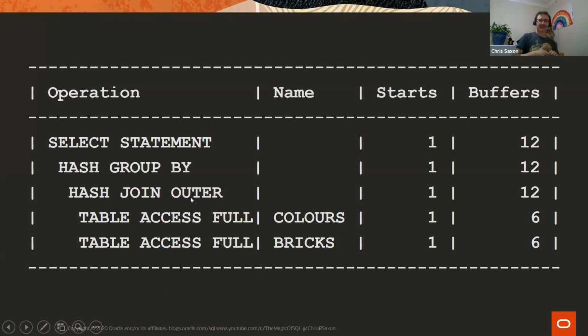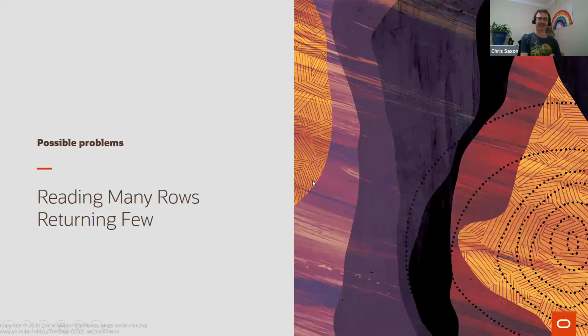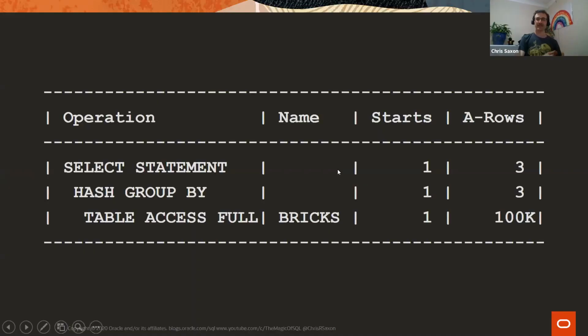Okay, let's move on. Next problem. Okay, another scenario. This is where we are reading a lot of rows from the table, but the query returns very, very few. So this is what we've got here.